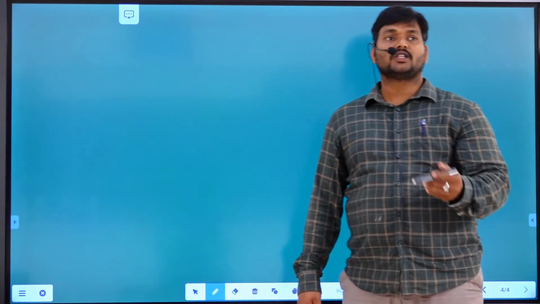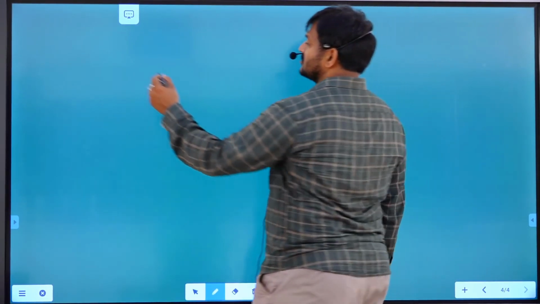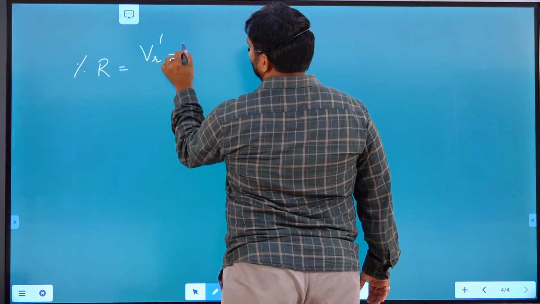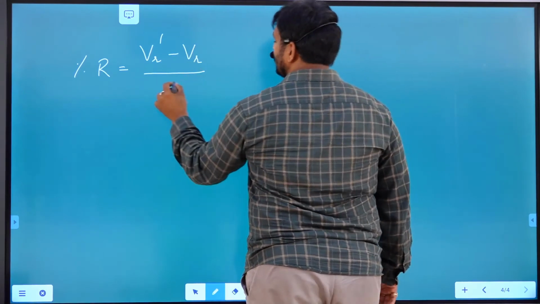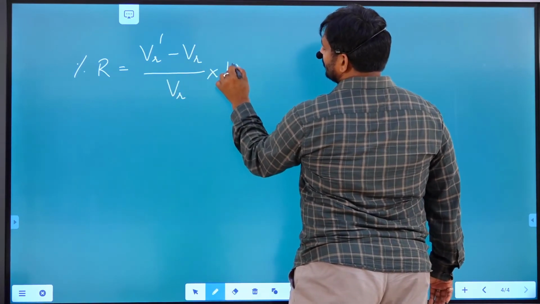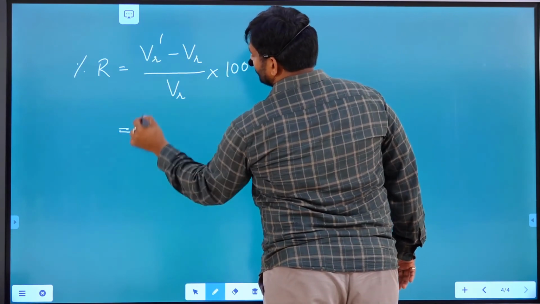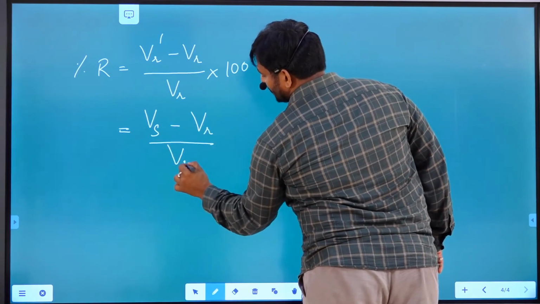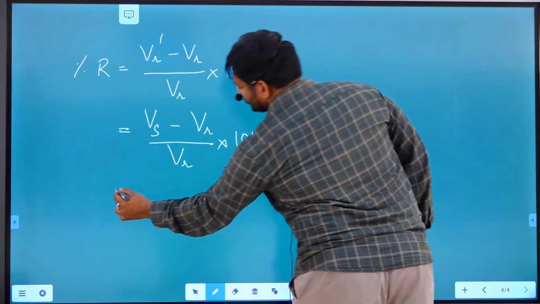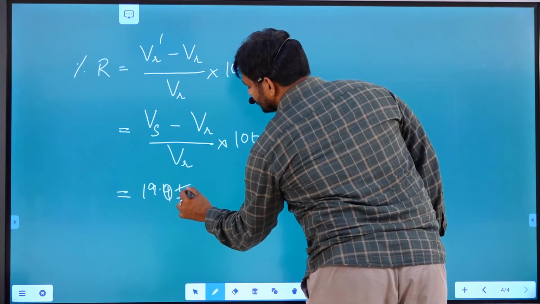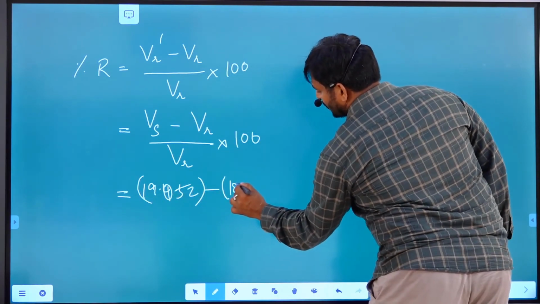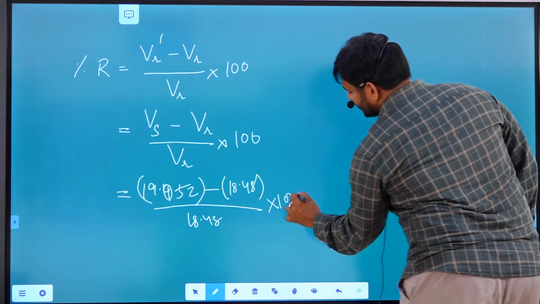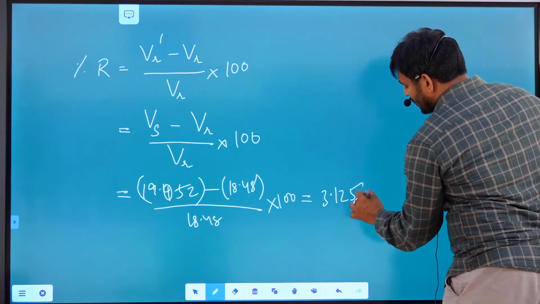After this we have to find out the voltage regulation. What is the voltage regulation formula? It is equal to the receiving end voltage at no load minus the receiving end voltage at full load, upon the receiving end voltage at full load, multiplied by 100. The receiving end voltage at no load is nothing but the sending end voltage upon VR, so this we have as 19.052 minus 18.48 divided by 18.48 multiplied by 100. So this is the voltage regulation.